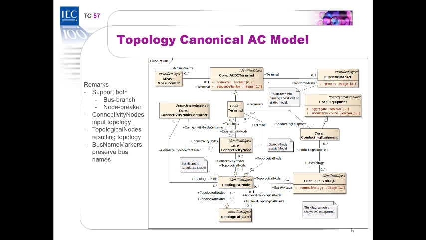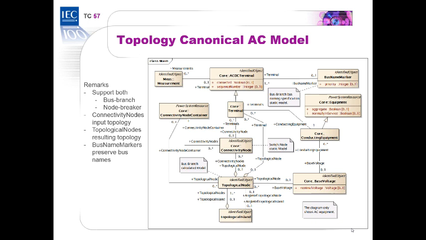So we have a topology model in the equipment profile that is connecting the power system equipment with each other. The central element there is the connectivity node, and the connectivity node links the different conducting equipment to the right together using the terminals. The terminal is just above the connectivity node.